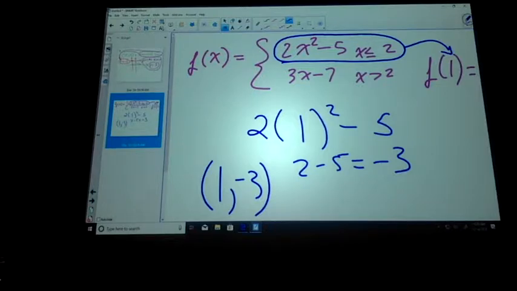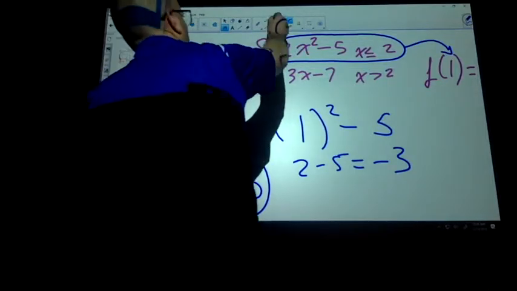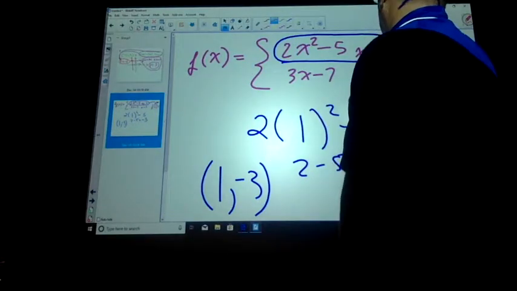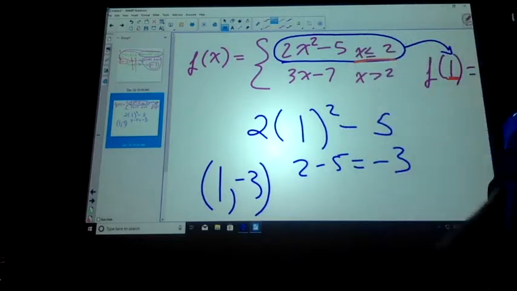How do you, that's all it is. So how do you determine which equation to use? Yeah, so we're looking at, I'm plugging 1 in. So 1 is less than 2. Oh, yeah. So what makes it true? So you do what equation makes it true.